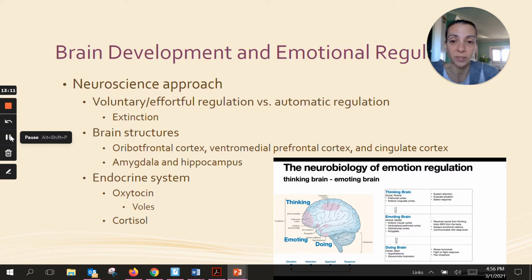So let's talk brain structures. Abnormal amygdala and prefrontal cortex are associated with disruptive behaviors. So any abnormalities in those structures can predict some disruptive behaviors.